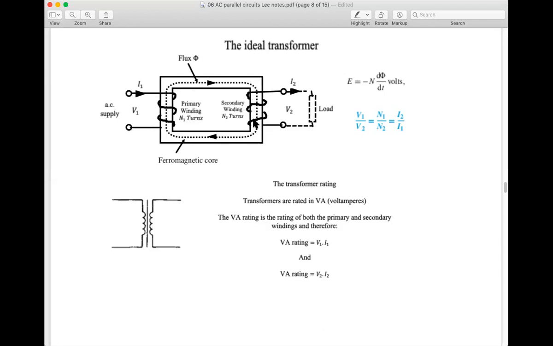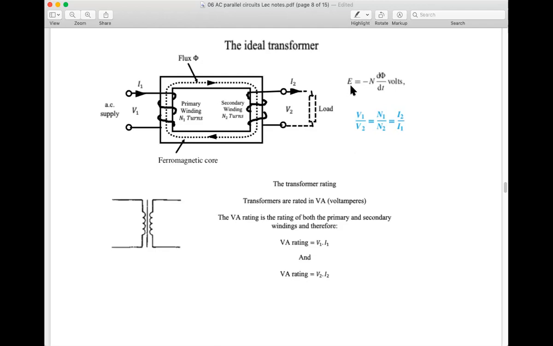That magnetic flux induces a current due to the laws of electromagnetic induction that you did in science, such that if we apply a load to the secondary winding, we'll get a current I2 flow through that load.